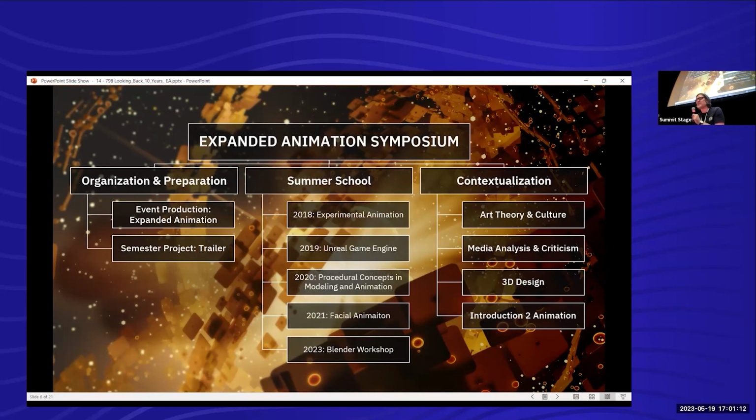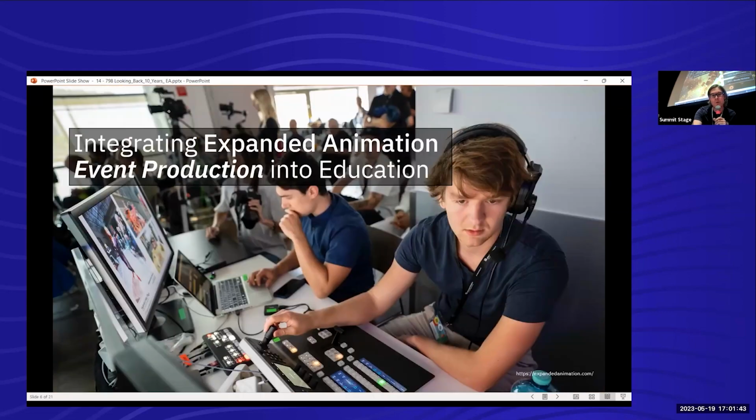This figure shows how the symposium is integrated in our media department. So there are 3 pillars: organizing and preparation, so this will be my focus. Summer school, since a couple of years, we are also organizing a summer school for our students. And then there is contextualization. So the archive, the video documentations is also the basis for a lot of courses on animation studies, film studies, media studies. So how we can integrate them.